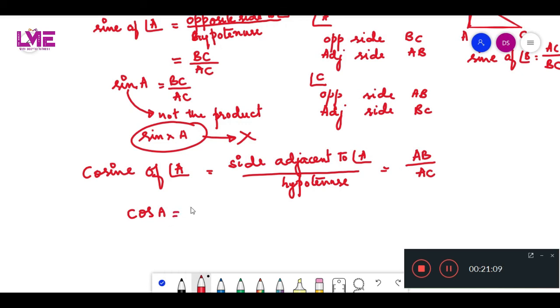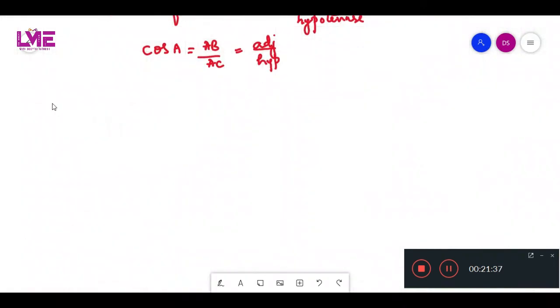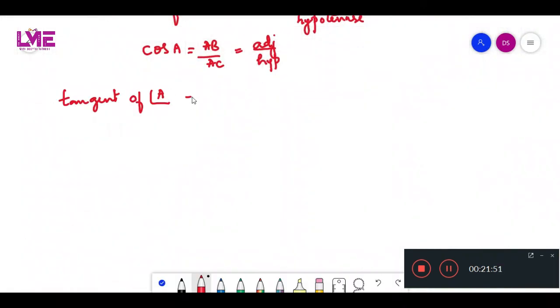And this can be written as AB by AC, which is nothing but adjacent side divided by hypotenuse. So I'm writing here ADJ, a short form for adjacent side, and HYP, a short form for hypotenuse. Since this is the second trigonometric function, let me write the third. The third trigonometric function is tangent of angle A. Tangent of angle A is defined as side opposite to angle A divided by side adjacent to angle A.